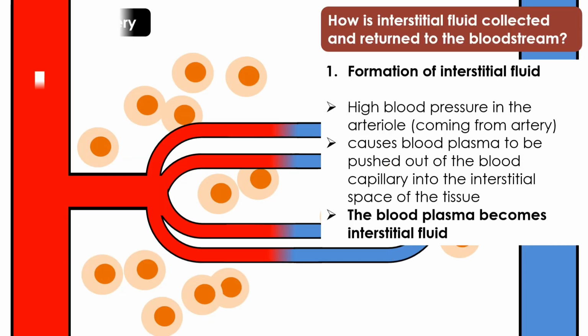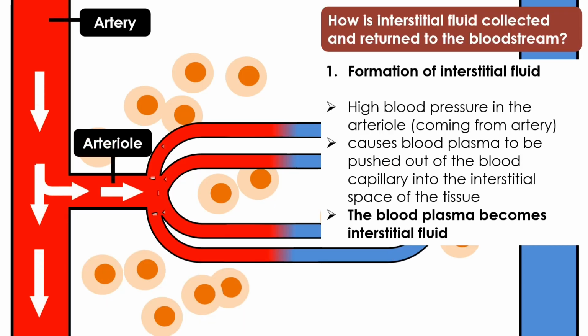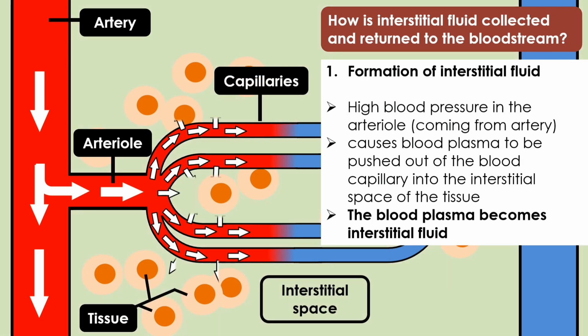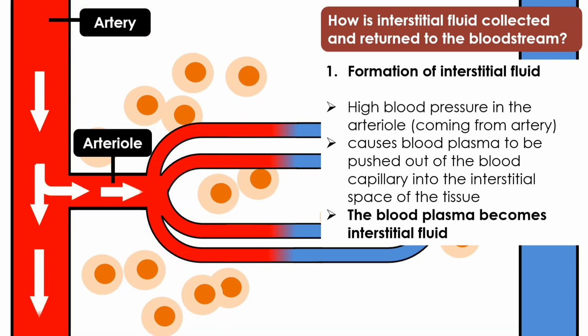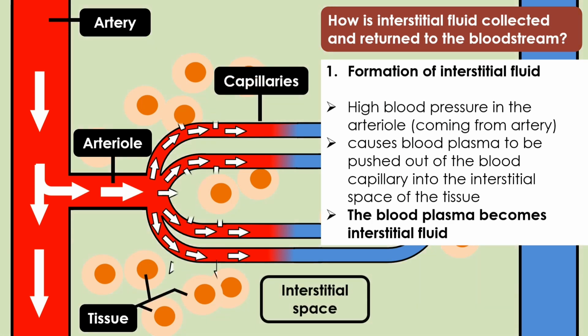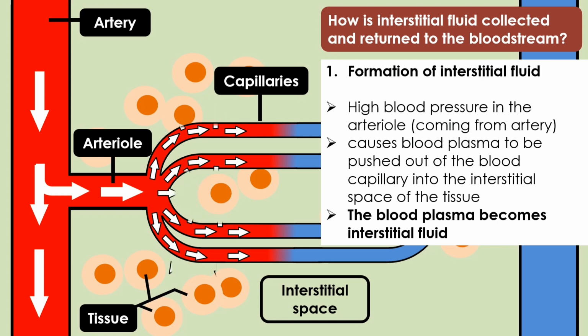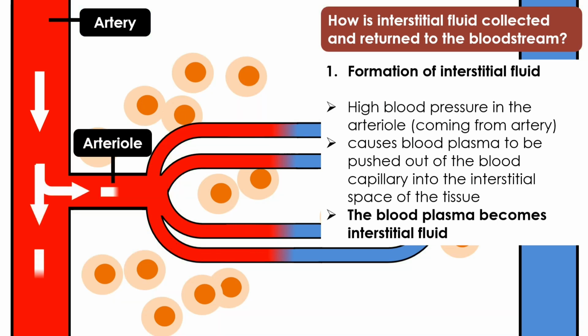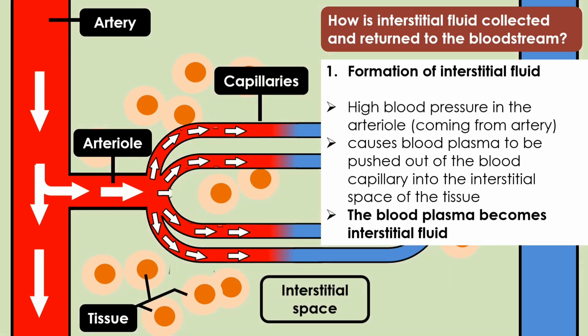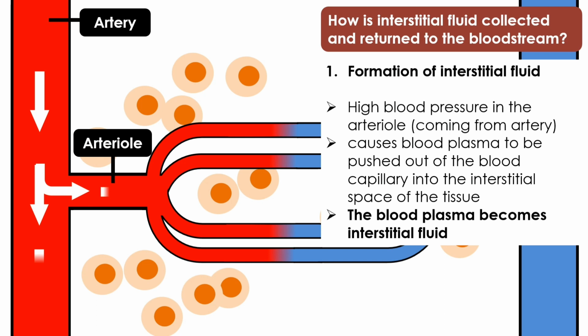First is the formation of the interstitial fluid. Interstitial fluid originates from the blood plasma coming from the artery. Blood plasma in the artery will enter a smaller blood vessel called an arteriole and then into the blood capillaries. The high blood pressure and the small diameter of the blood capillaries cause some of the blood plasma to be pushed out of the blood capillaries into the interstitial space. The interstitial space refers to the space present in between the tissues.